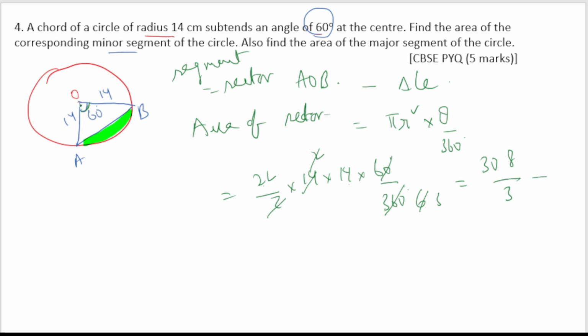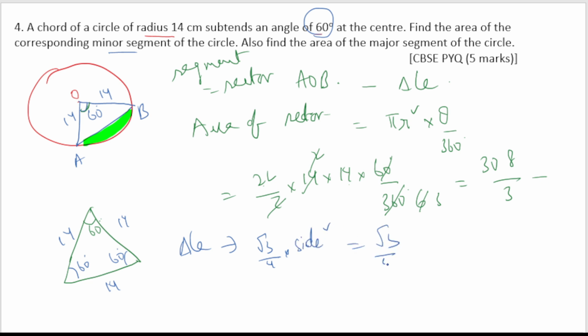Okay, and how do we find the area of the triangle? See, the triangle, it subtends an angle 60 degrees. So this is 60 degrees. So the other two angles will also be 60 degrees, right? Then it is an equilateral triangle and the side is 14 centimeters. Okay, what is the area of the equilateral triangle? It is root 3 by 4 into side square. Okay, it is root 3 by 4 into 14 into 14. Okay, here 2 into 2, 2 into 7. Again 2 into 7. Here we'll get 49 root 3. This is the area of the triangle.